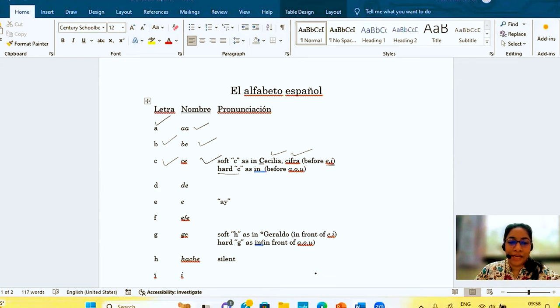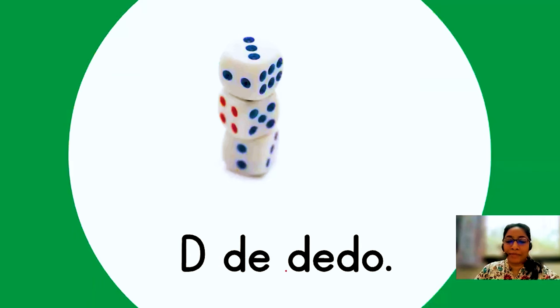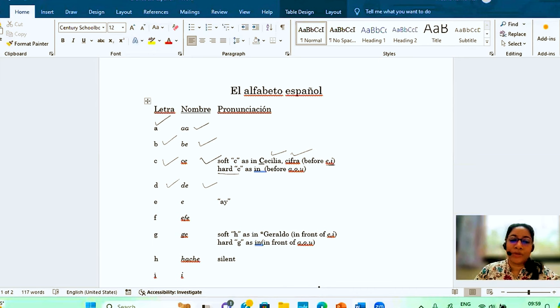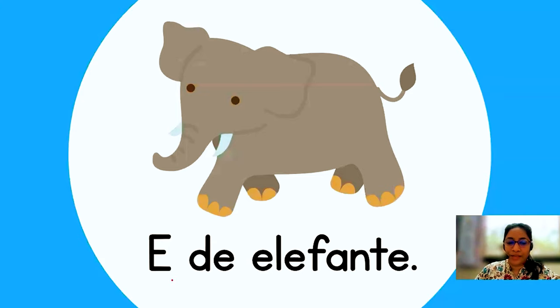D in English is de in Spanish. Let's look at one example. De, de, dedo. Dedo means finger, as you can see in the picture. Alright, let's move on to the next one. E is e in Spanish. It has a slight glide to the sound. E de elefante.